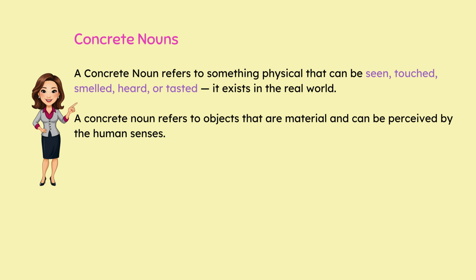In simple words, it exists in the real world. Concrete nouns are material things that we can experience using our five senses. For example, objects like a book, dog, or apple. We can see them, touch them, and interact with them. That's why they are called concrete nouns.